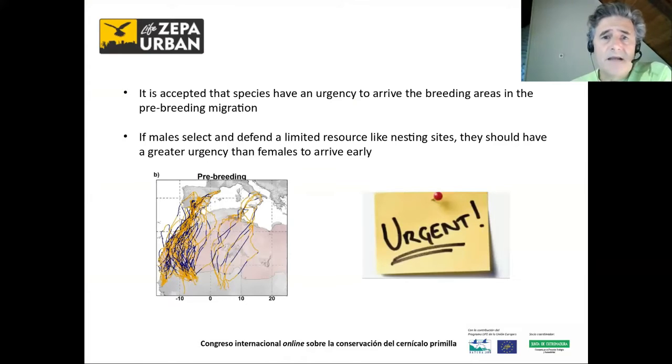So in general, it's accepted that species have a certain urgency to arrive to the breeding areas. Why? Because nesting sites are limited. And so you can expect that there would be a competition for acquiring a good nesting territory and also getting a mate. Especially in the case of raptors, males are the ones who tend to select the nesting site and are selected by females. So we would expect that males have a greater urgency to arrive from migration.